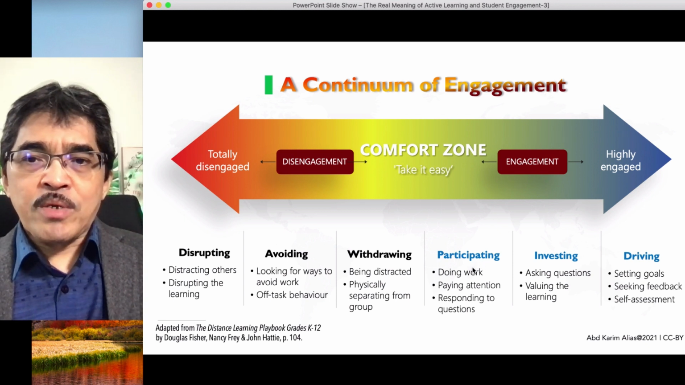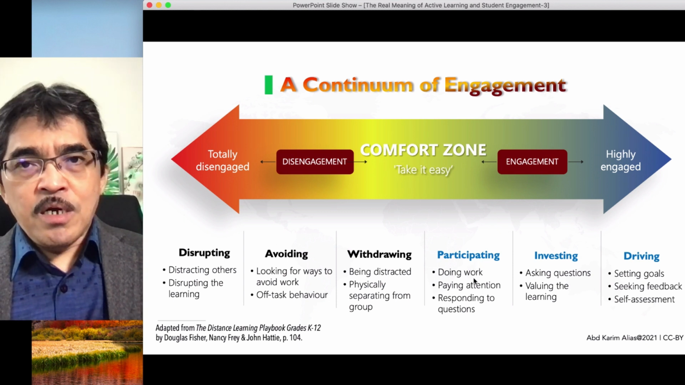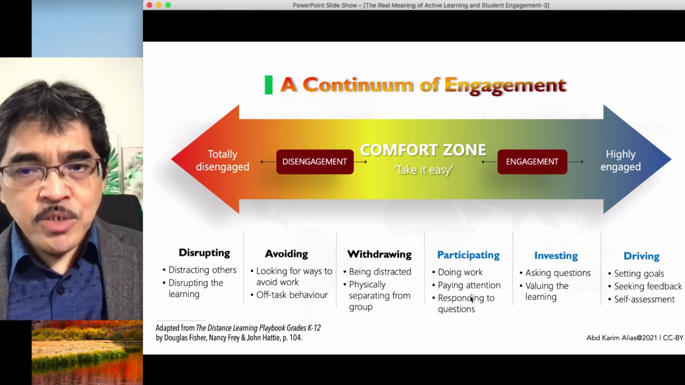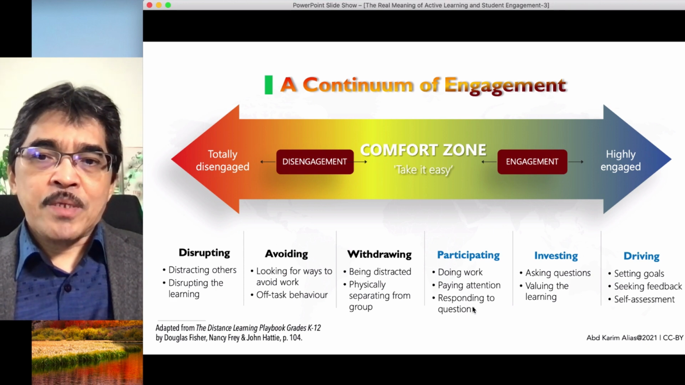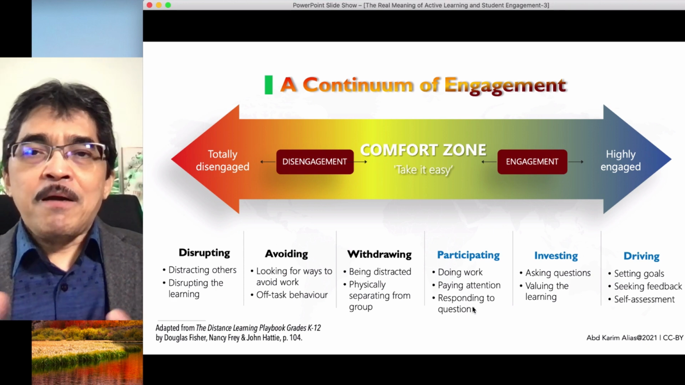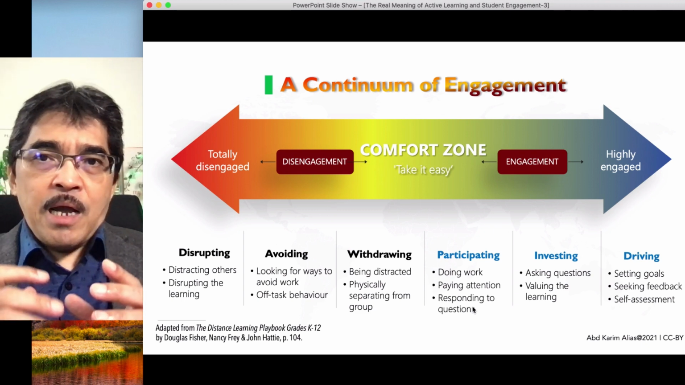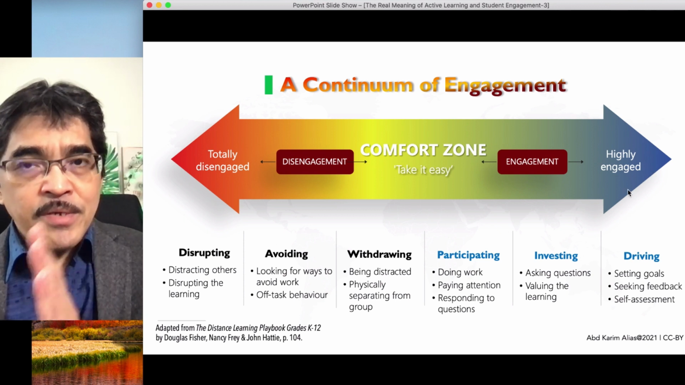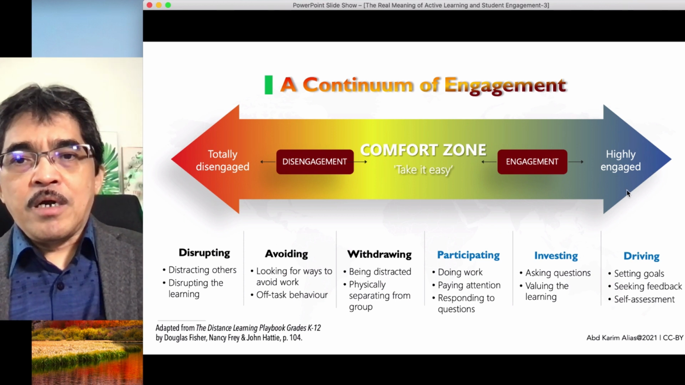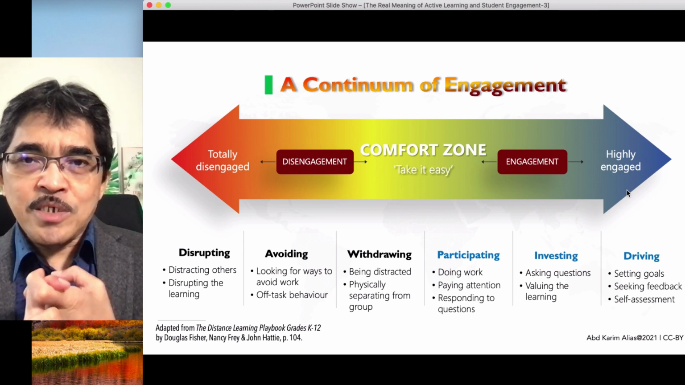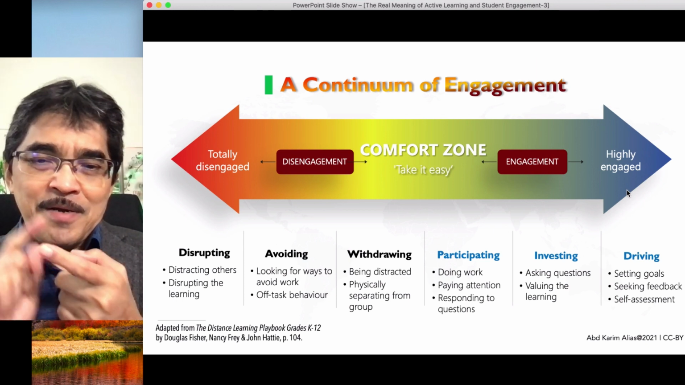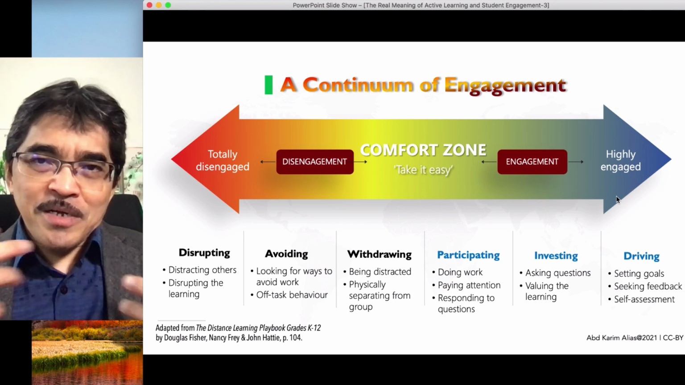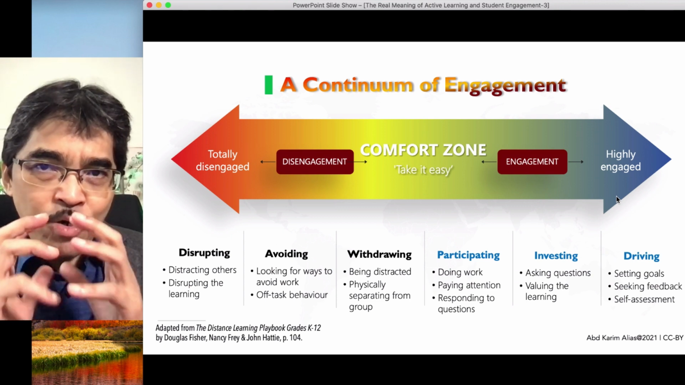This is what we call participating, when students are obediently doing work. You can see that they are doing work, they are paying attention, they are responding to questions, and it is already quite good. But we want to be better. When we talk about student engagement, we want to be on the highly engaged side. We want to engage them. It's just like, once you hook the fish when you go fishing, the fish cannot escape anymore. Although they struggle hard to escape, they cannot escape because they just get hooked.